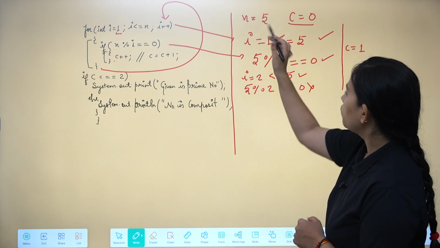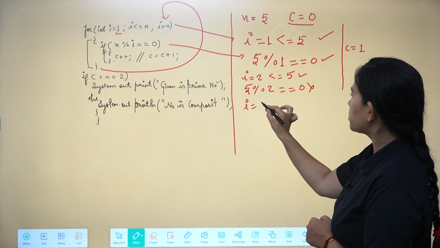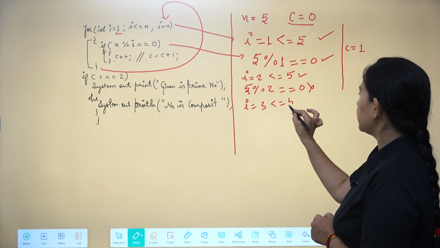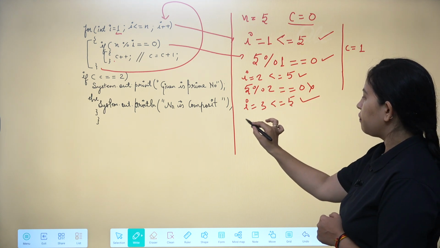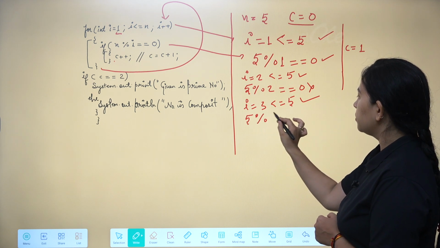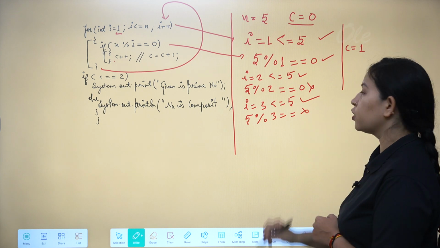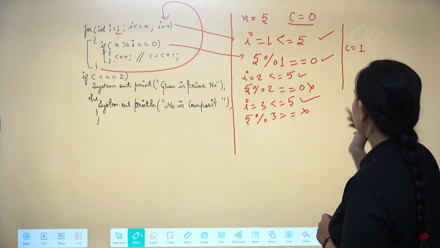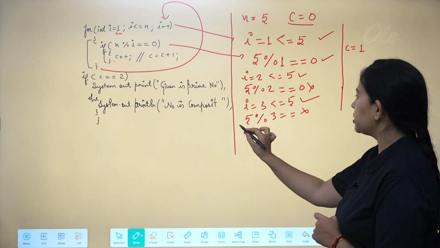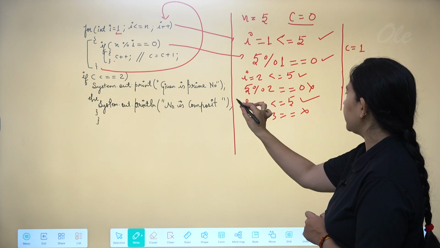As you know, an odd number is not completely divisible by 2, so C is not going to be updated. Next, again we update the value of I. Now it becomes 3, and 3 is less than 5. Yes, condition is true. Now will 5 modulus 3 give 0? No, it will not. This time it gives 2. So again, C is not going to be changed.